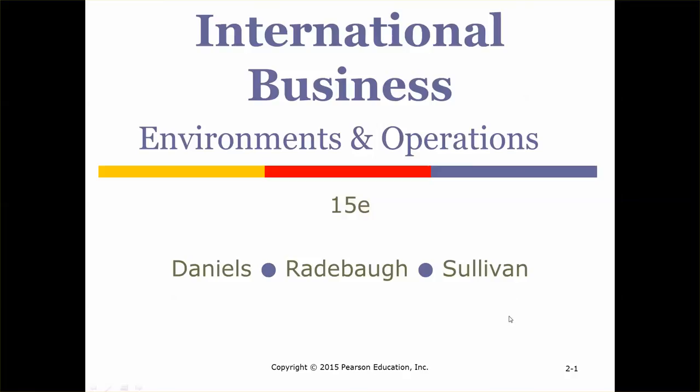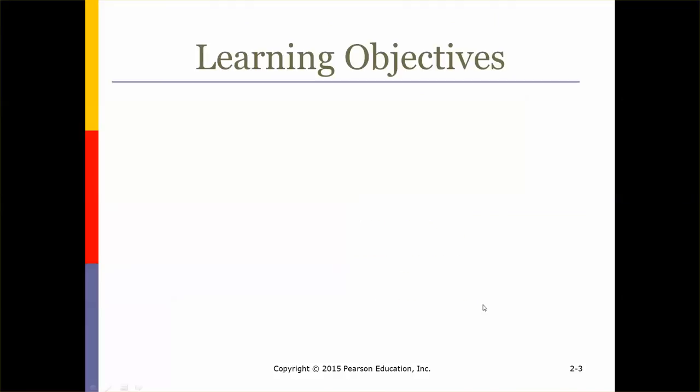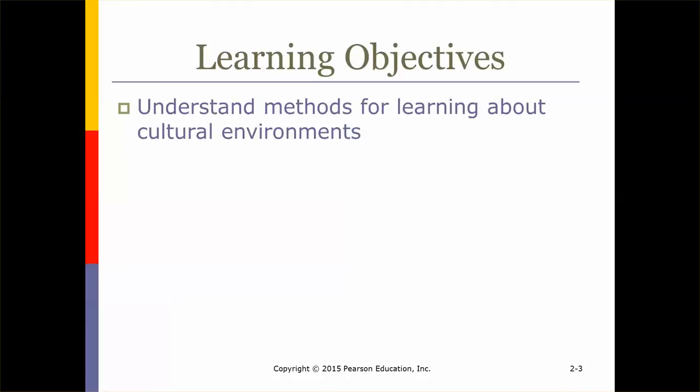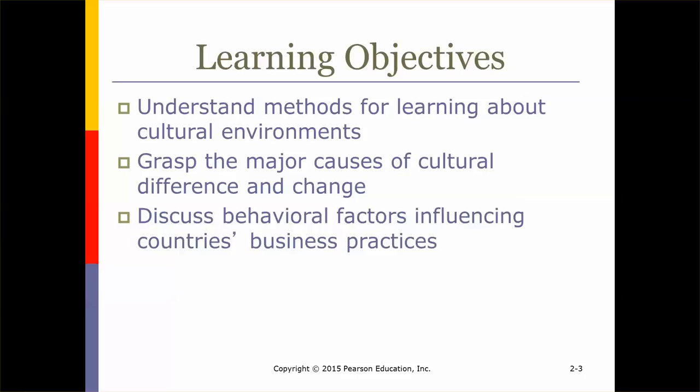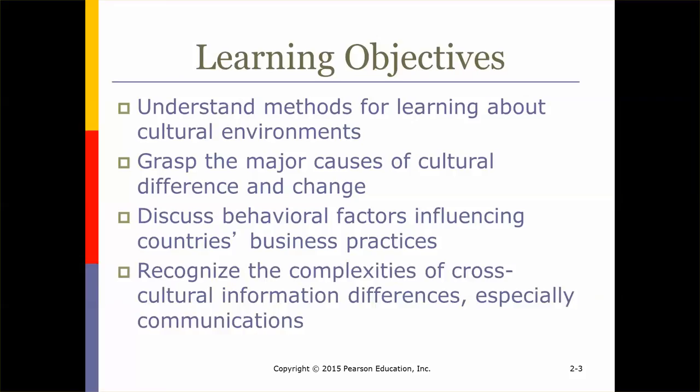We're dealing with cultural elements, and in that chapter, our learning objective was to understand methods of learning about cultural environments, grasping the major causes of cultural differences and changes, discussing behavioral factors influencing countries' business practices, and recognizing the complexity of cross-cultural information differences, especially in the communication that we'll have between our own personnel and the host nation.